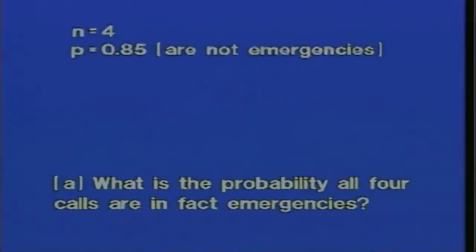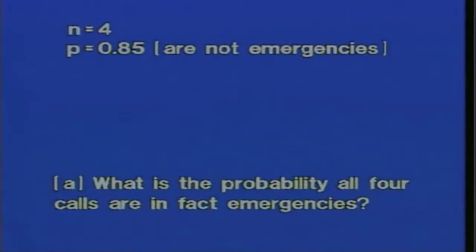The Denver Post reported that a recent audit of the Los Angeles 911 calls showed that 85% were not emergencies. Suppose that the 911 operators in Los Angeles have just received 4 calls. The A part of the problem is asking us to find the probability that all 4 calls are in fact emergencies. Let's outline the information that we have. We're talking about 4 calls here, and 85% of the calls are not emergencies, so we're defining success here as a non-emergency, and so the p-value is 0.85.